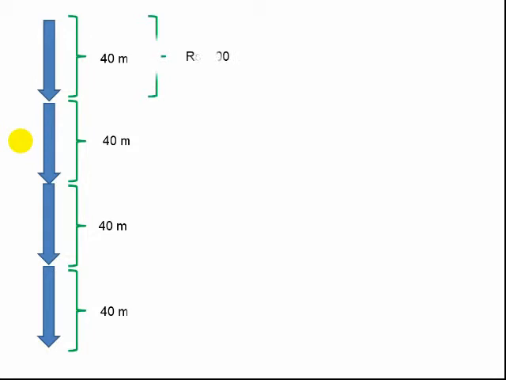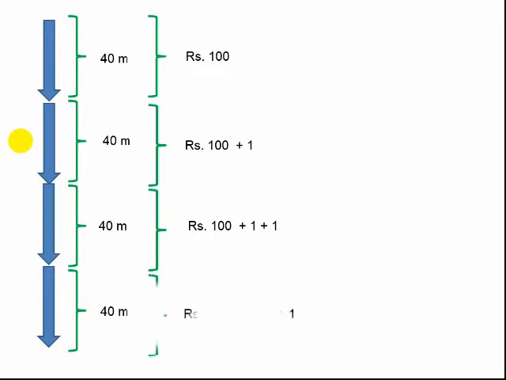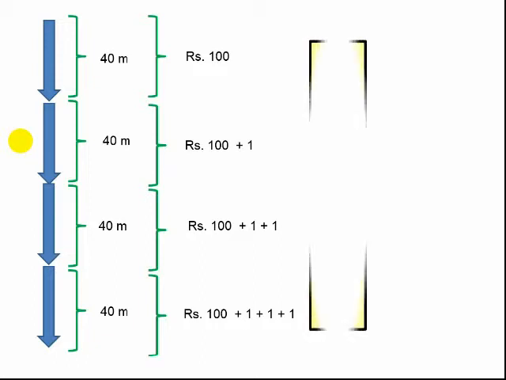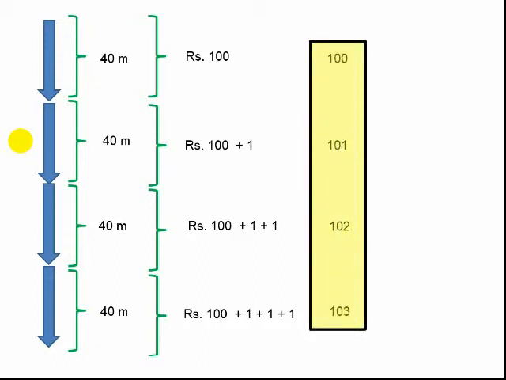So it will be like this: rupees 100 for the first 40 meters, then rupees 100 plus 1 for the next 40 meters, then rupees 100 plus 1 plus 1 for the next 40 meters, and then rupees 100 plus 1 plus 1 plus 1 for the next 40 meters, and it will be so on, and you get the cost as 100, 101, 102, 103 and so on.